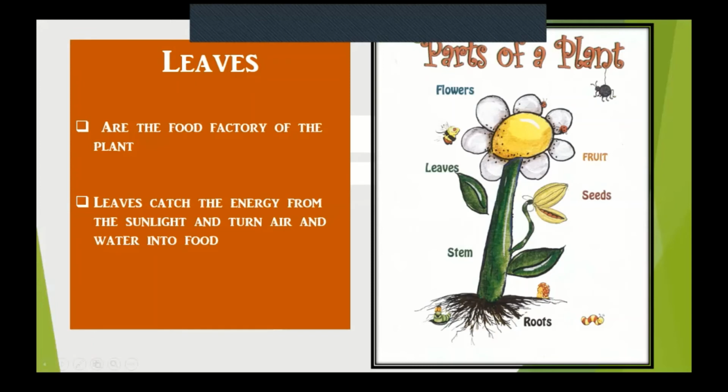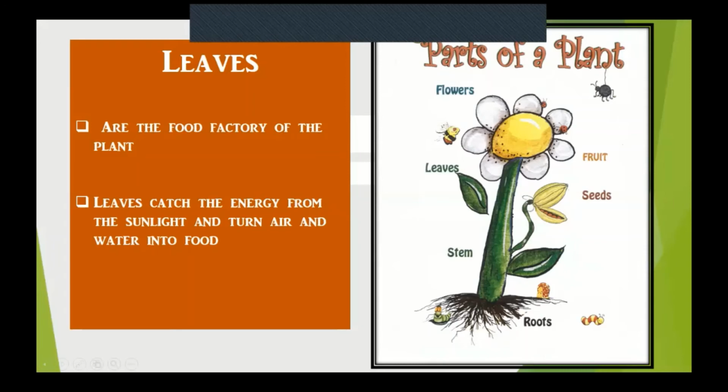All right, next plant part we're talking about are the leaves. The leaves are the powerhouse of the plant. This is actually where the food is produced. So leaves basically do two things. They're the food factory of the plant, because no other part of the plant produces food, just the leaves. The leaves catch energy from the sunlight, and they turn air and water into food.